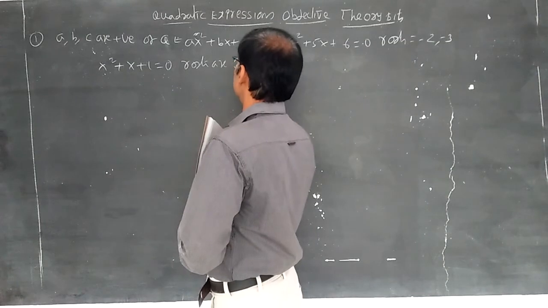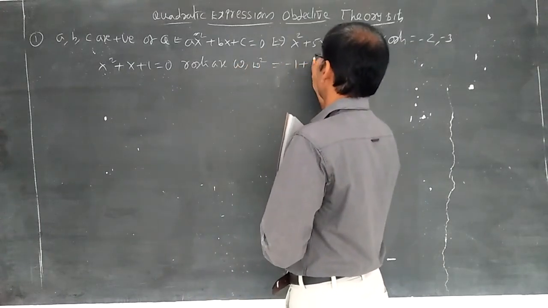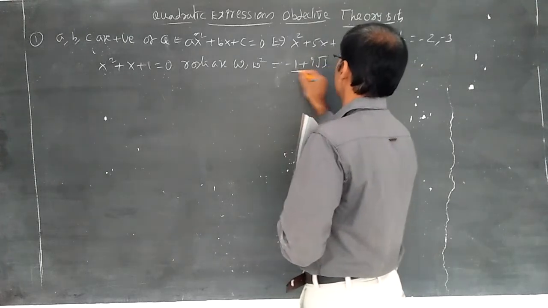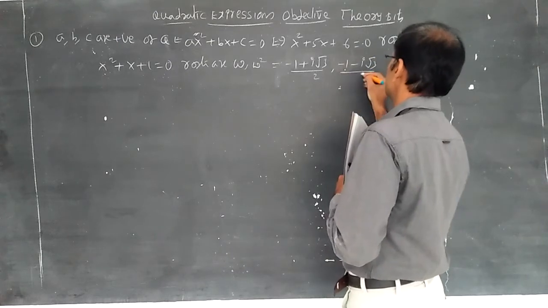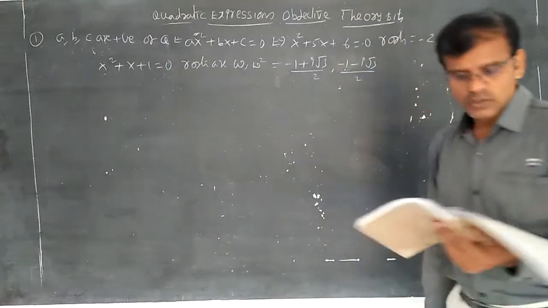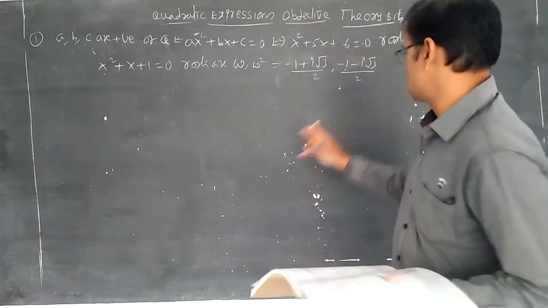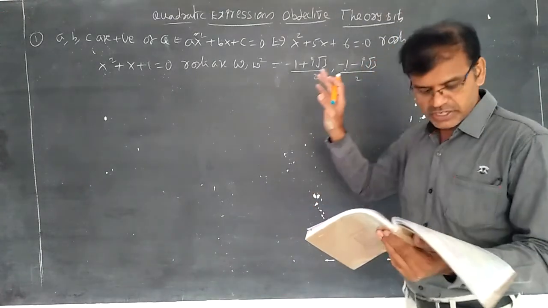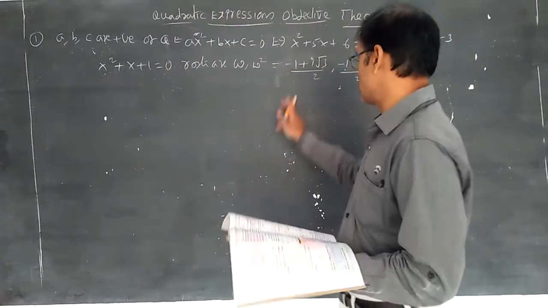The roots, as we already discussed, are omega comma omega square. So the value of omega is minus 1 plus I root 3 by 2 comma minus 1 minus I root 3 by 2. These are the roots. Now, the first option is okay, but these are not real and positive. It is real, not negative. So don't consider the second option. For the third option, roots have negative real parts.